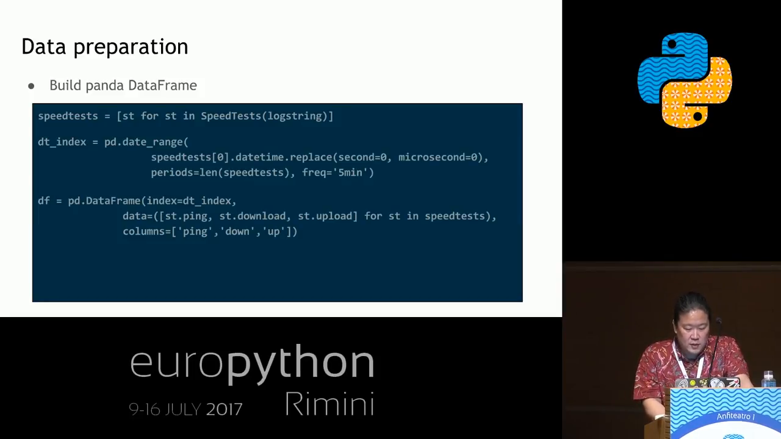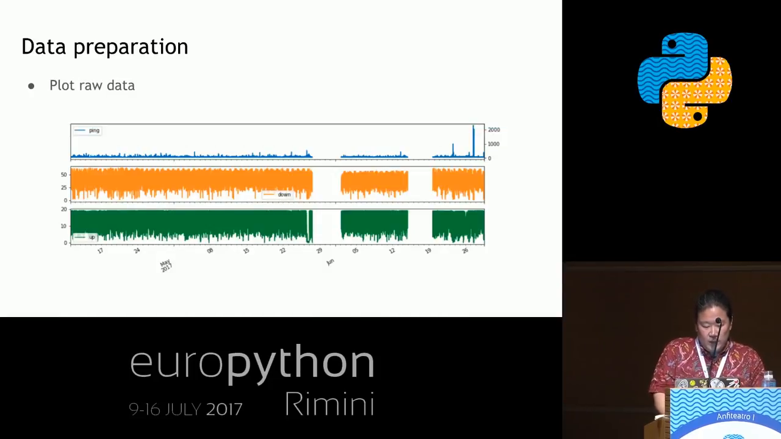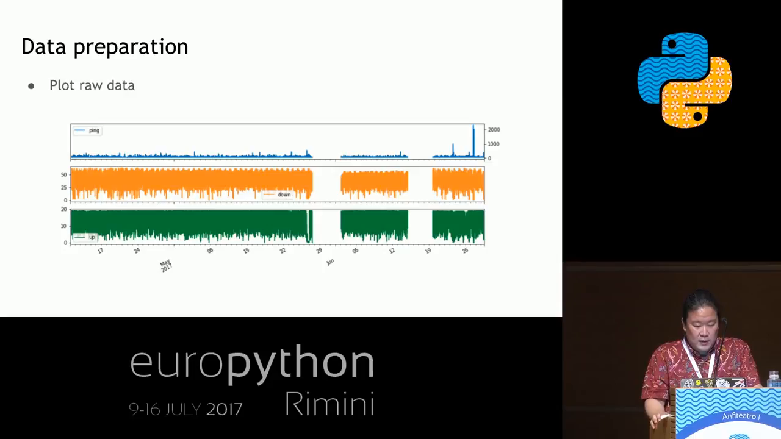Here, this is how I manage the incorrect starting time by explicitly setting 0 seconds and 0 microseconds for each data index. It is very important for time series data. As I mentioned before, by definition, it has to be a regular time period. So here's the graph showing the raw data. The upper blue one is the ping test, orange is download speed, and the green one is the upload speed.